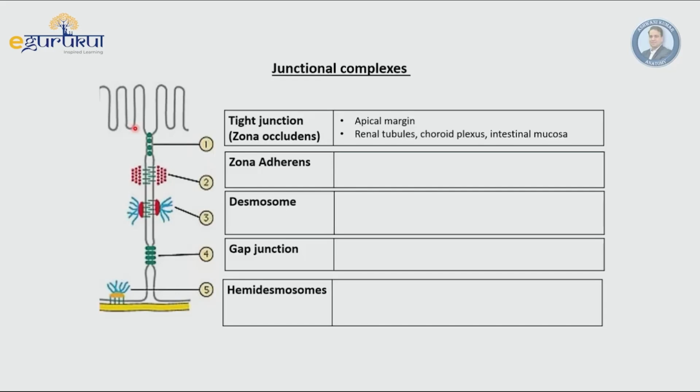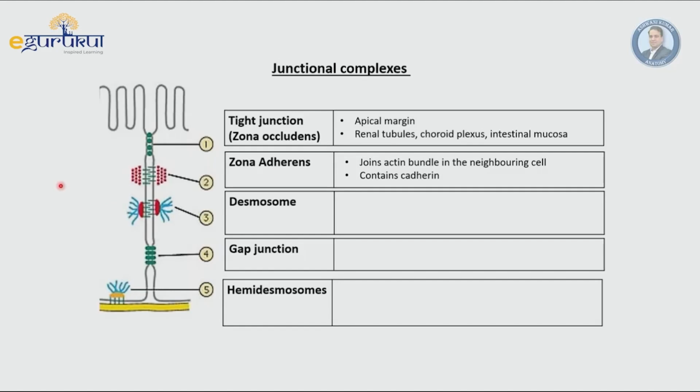Zona adherens, which you see next, if you look at the picture, is actually joining these actin bundles with each other, and the connecting protein here is cadherin. That is important to remember. The cadherin is the connecting protein here. The same goes with the desmosome. In the desmosome also they contain cadherin.